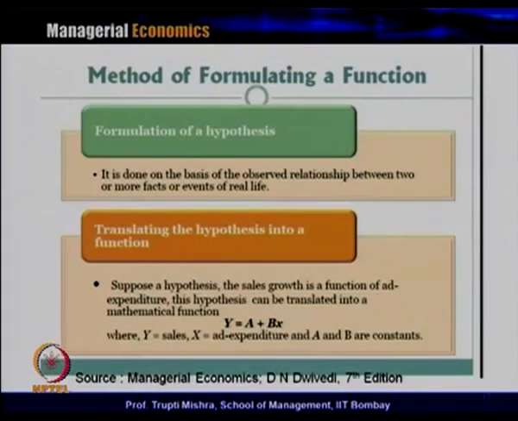One, initially they formulate a hypothesis, and it is done on the basis of the observed relationship between two or more facts or events of real life. And second, they translate the hypothesis into a function, and finally they evaluate the function in order to get the value of the data. So there are two steps: one is formulation of the hypothesis and second is translating the hypothesis into a function. So we will see the first one, how generally the hypothesis is formed, or how there is a formulation of the hypothesis.